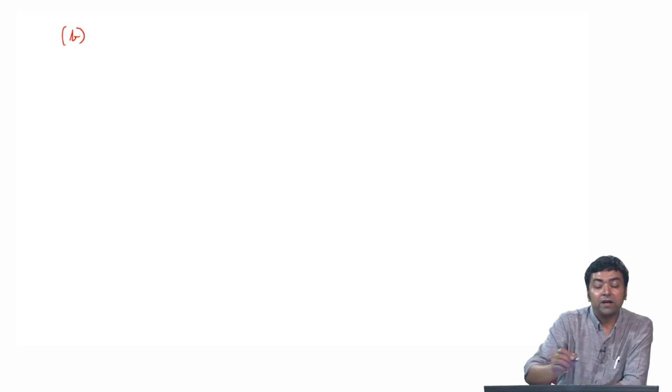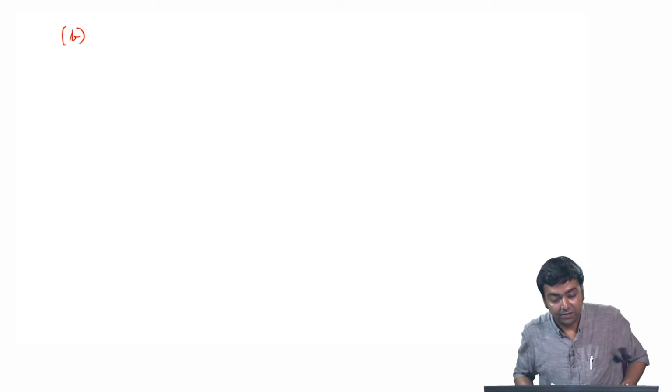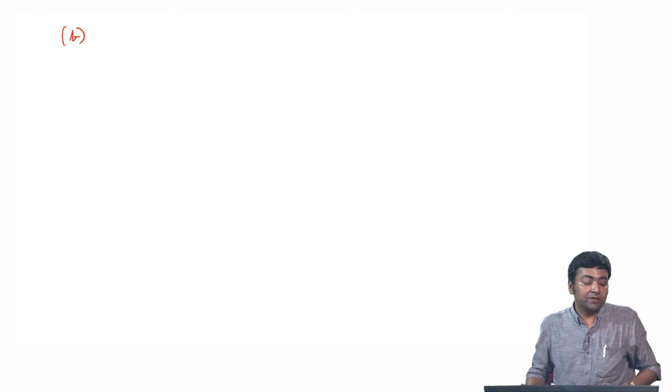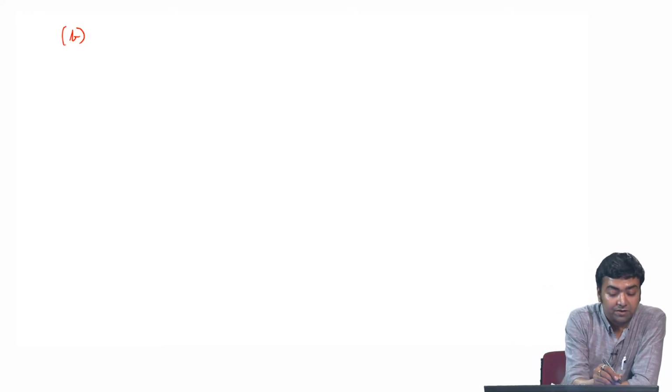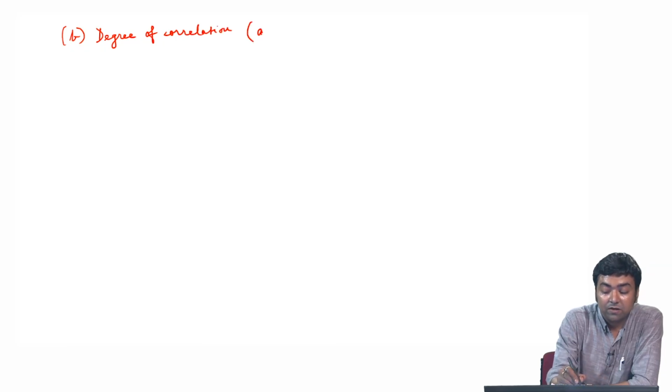The second test is to test how random these random numbers are, or in other words, what is the correlation between the random numbers. So, what we do is a test called the degree of correlation. In other words, we compute the following autocorrelation function.